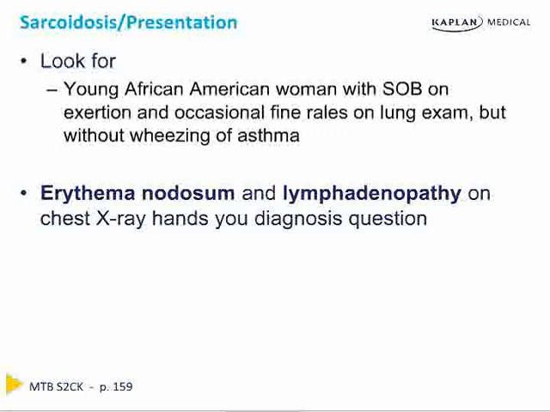Other less common presentations may include erythema nodosum, painful tender nodules on both of the patient's shins. Sometimes patients will present with lymphadenopathy. This is either on examination or often seen as bilateral hilar adenopathy on the chest x-ray. This is going to help you out with a diagnosis question.